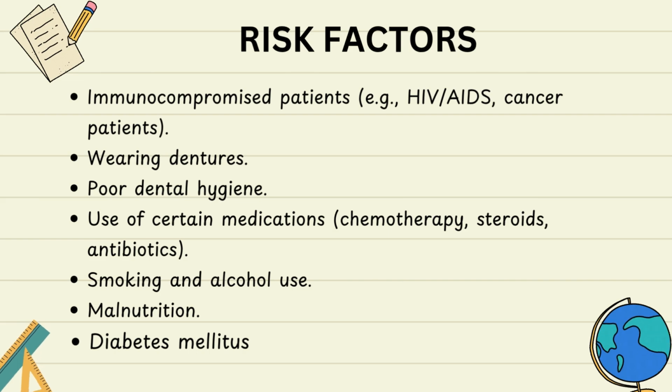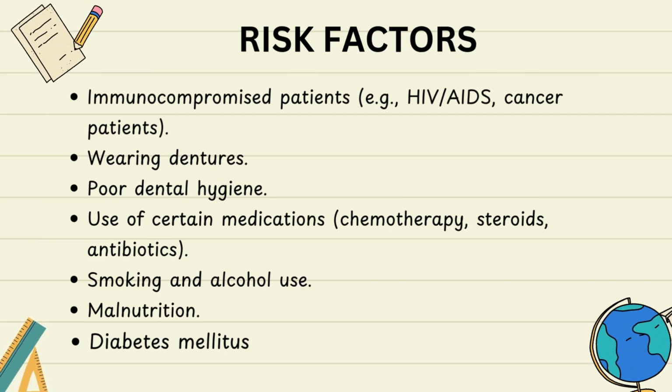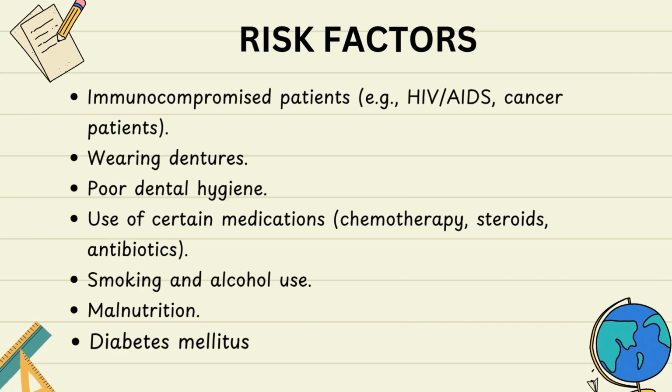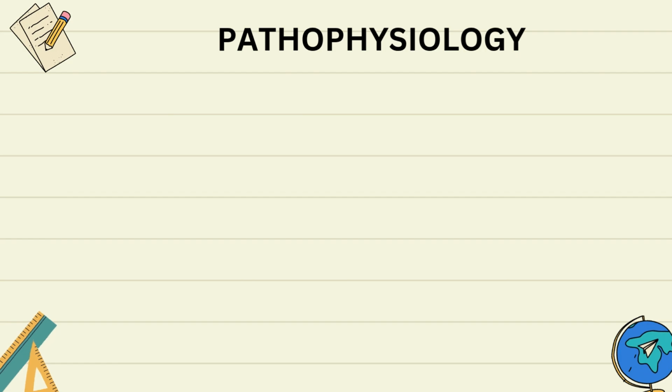Diabetes mellitus. People with diabetes are more prone to infections in general, including oral infections, due to impaired wound healing and high blood sugar levels, which support microbial growth. Now that we've explored the causes and risk factors, let's look at what actually happens inside the mouth when stomatitis develops, in other words, the pathophysiology.